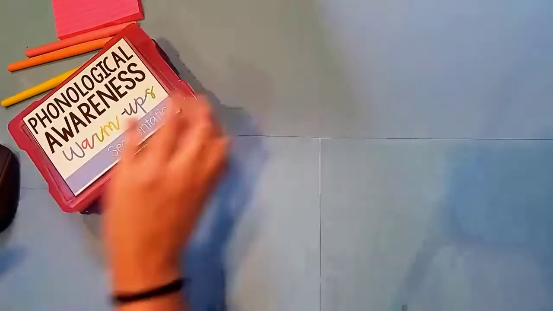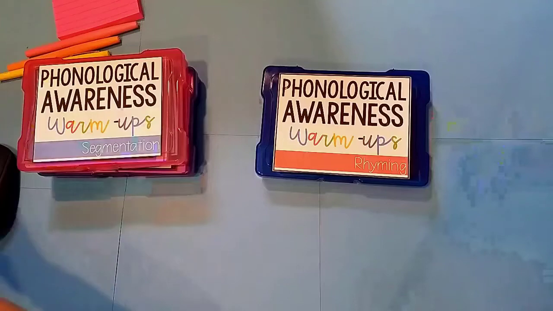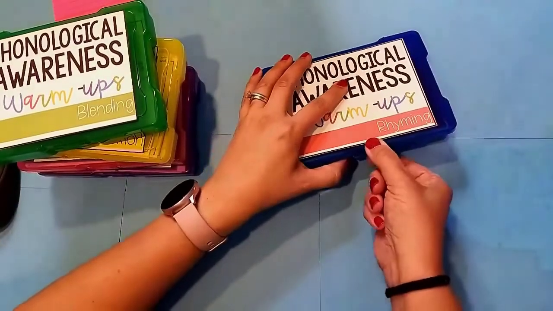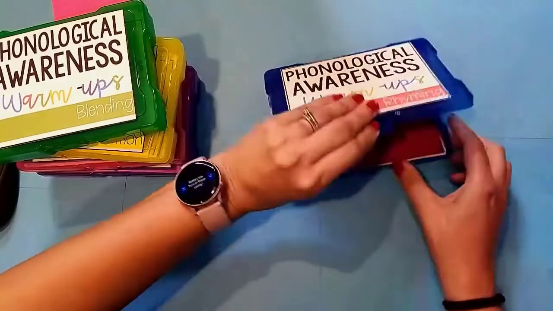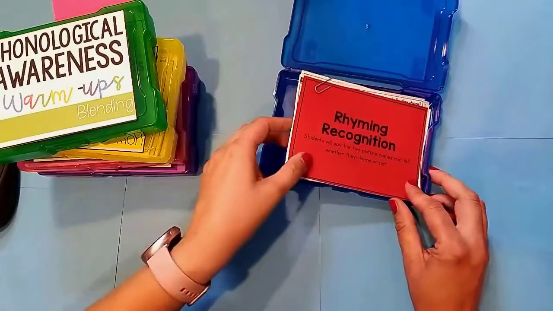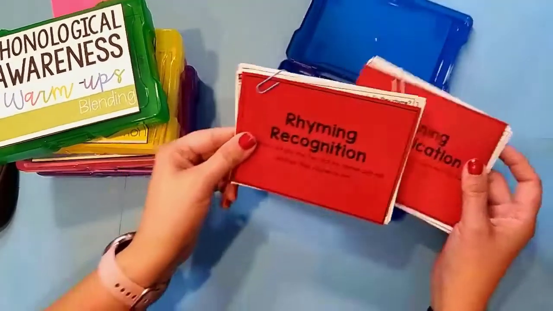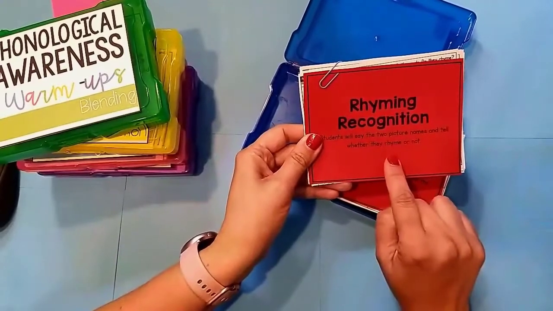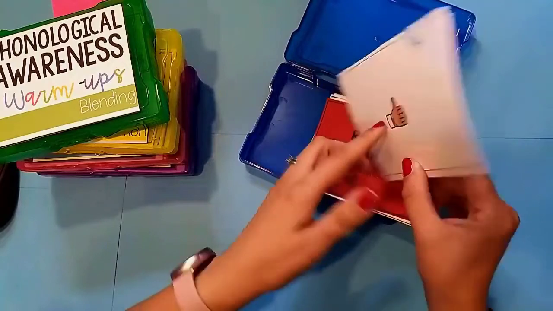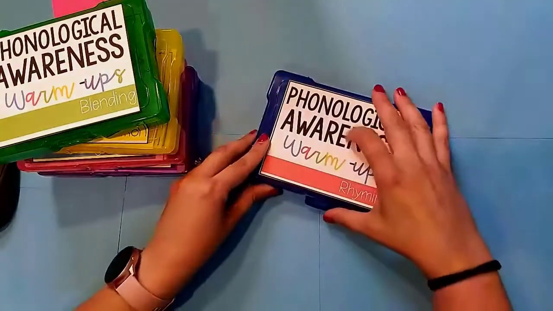Okay, so we start with rhyming here. Let's take a look at some of the rhyming cards for each activity. Each box has a couple of activities in there. For rhyming, I have two: rhyming recognition and rhyming identification. And I have a little description of what the students do with that set of cards. Like I said, they are self-checking, so you can put these in a center for them to do independently.